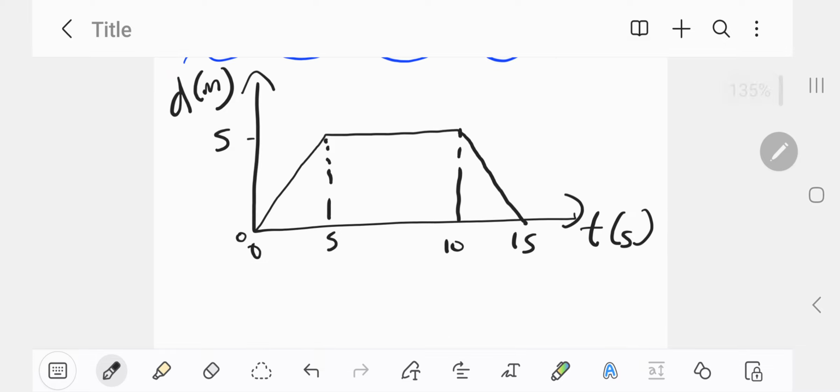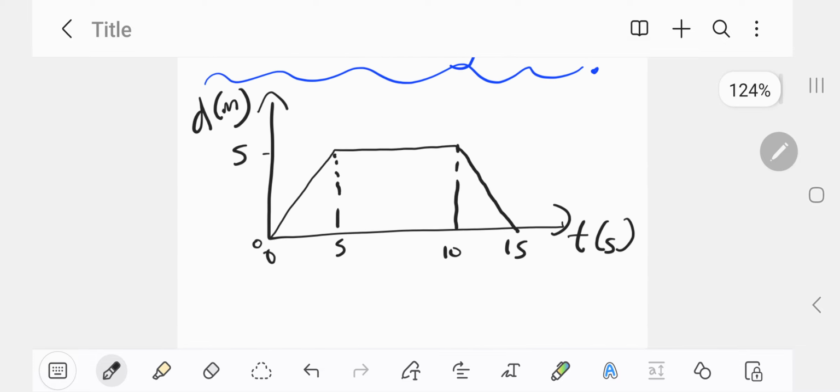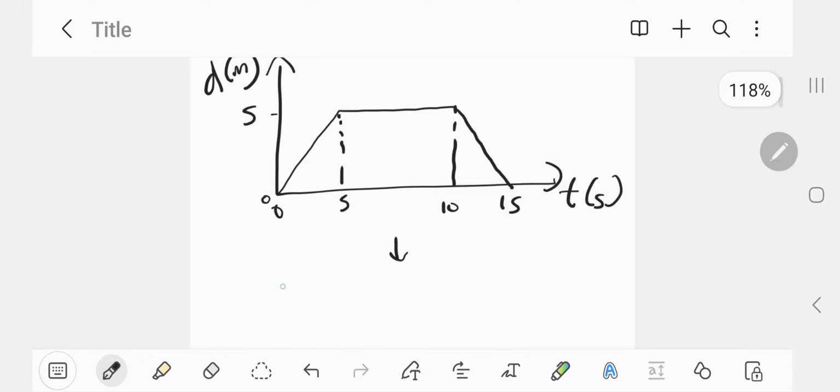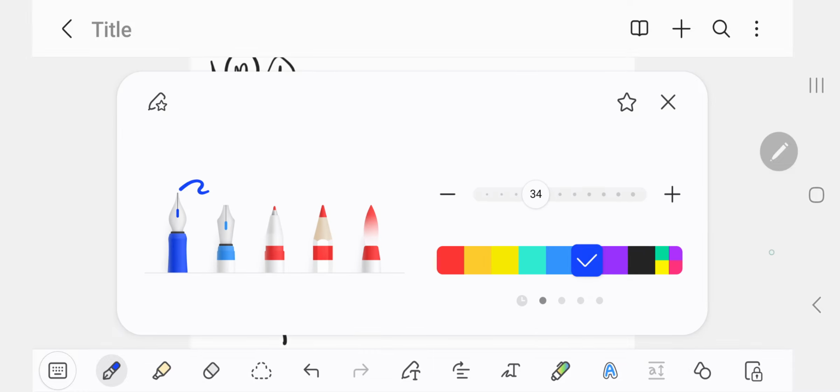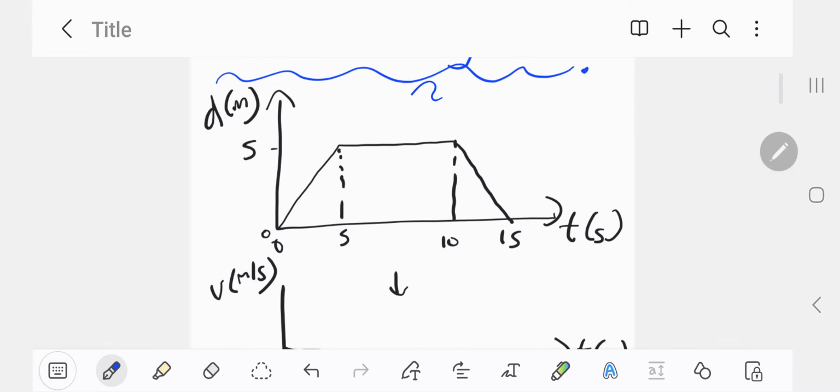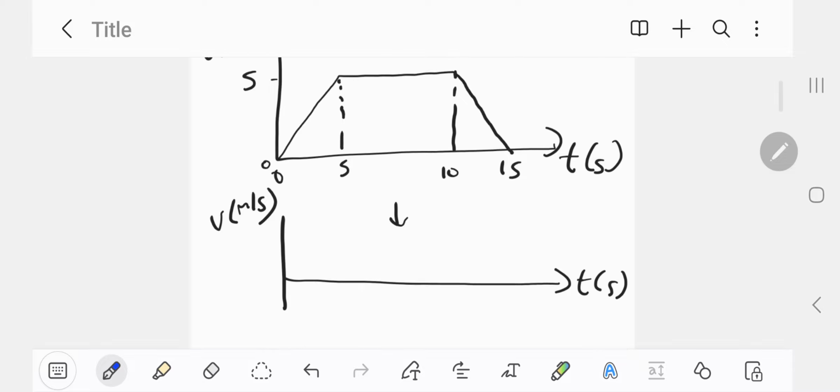5. Okay, suppose I give you this graph in an exam and I tell you to go from this thing to this thing, the velocity in meters per second. So in other words, I want to go from a graph of distance versus time to velocity versus time. How on earth do I do this?